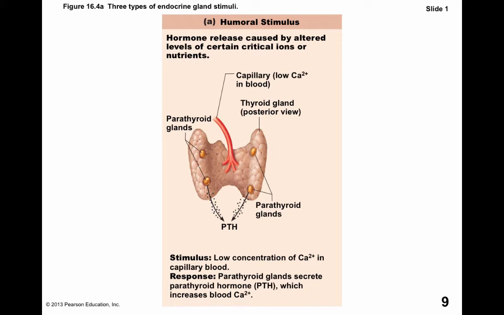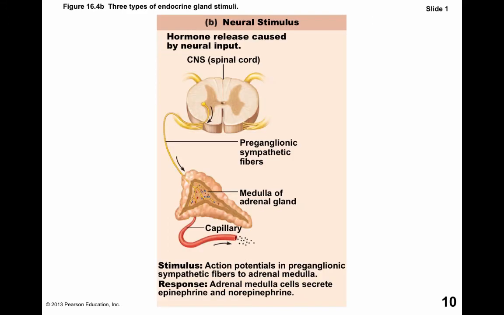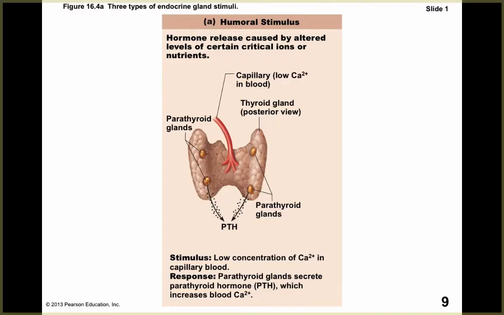works this way. The example here is that the hormone is going to get released due to some kind of body substance being off. The stimulus in this example is low calcium in our blood capillaries, so the parathyroid will then release parathyroid hormone, which will help increase calcium levels.